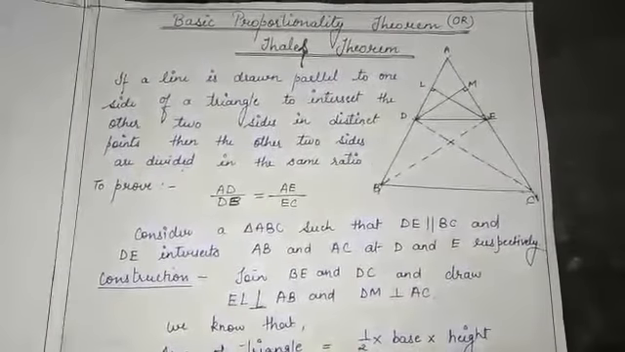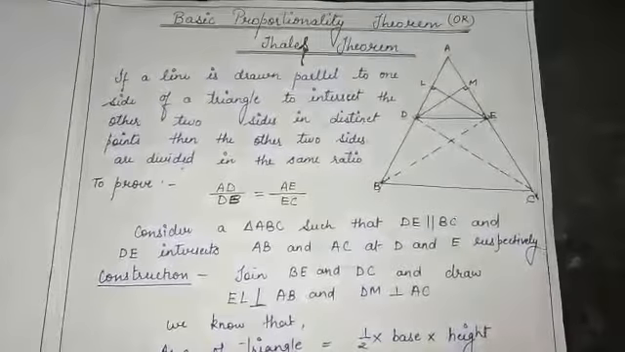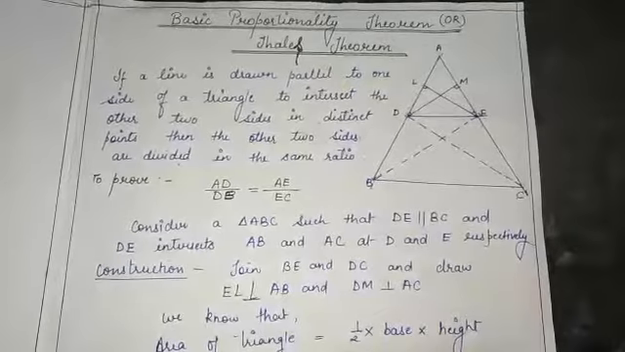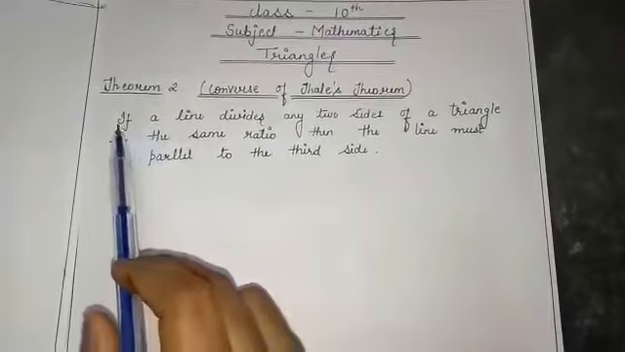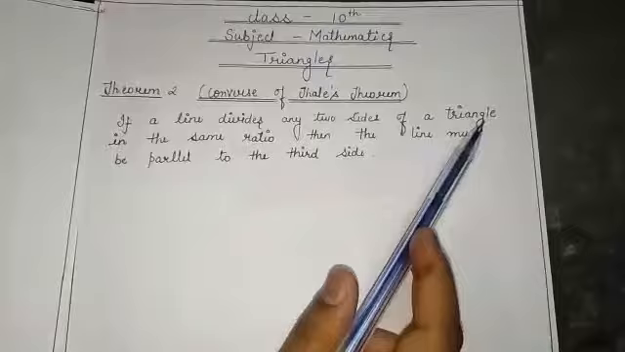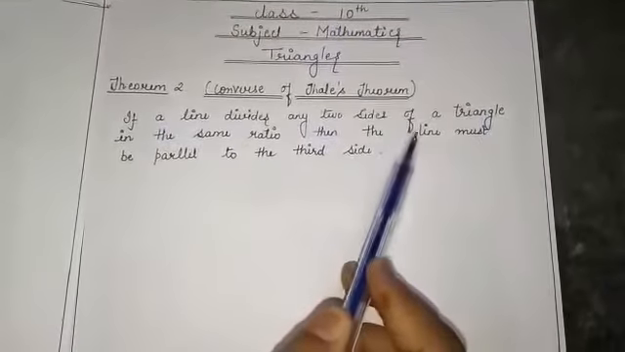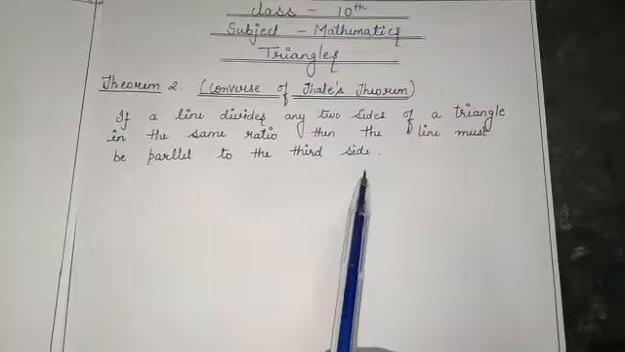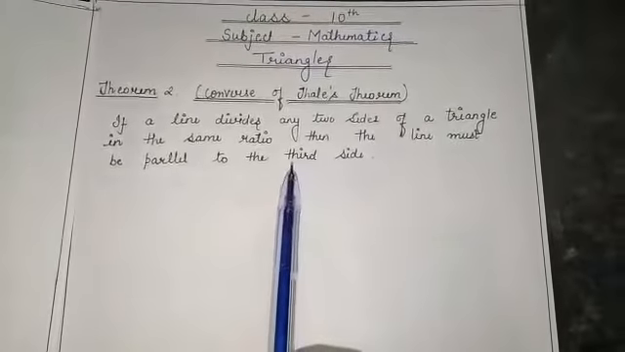Now in this session I am going to prove the converse of Thales theorem, which is stated as: if a line divides any two sides of a triangle in the same ratio, then the line must be parallel to the third side. So students, I'll show you with the help of the diagram.